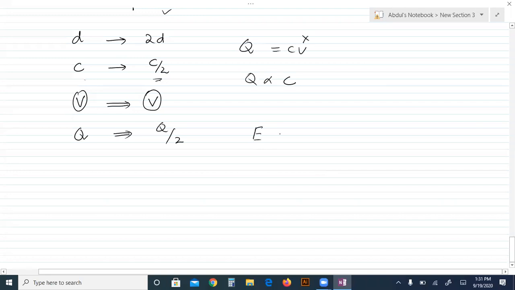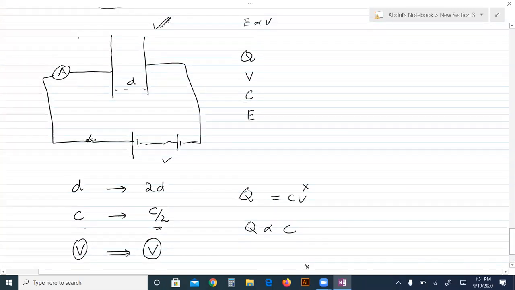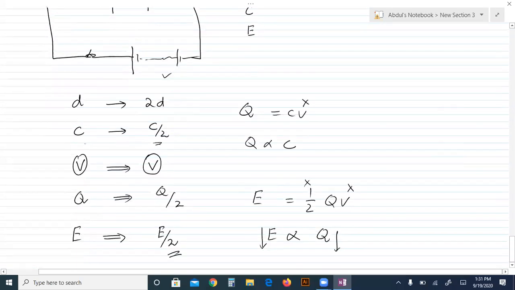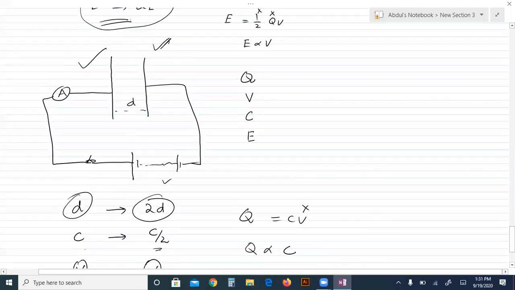Look, energy is equal to 1/2 QV. V is constant, and the half is constant, so energy is directly proportional to Q. When Q becomes half, energy becomes half. So instead of an increase, energy decreases to half. So when this capacitor is connected in the circuit and the distance increases, instead of an increase, there will be a decrease in its energy.